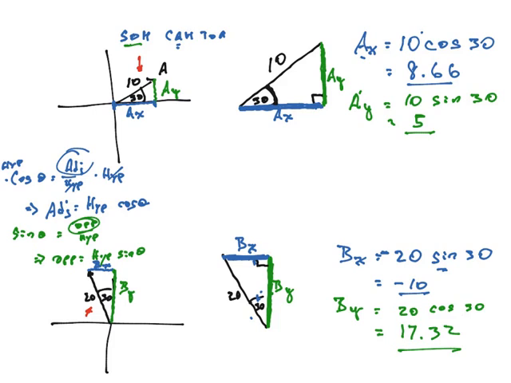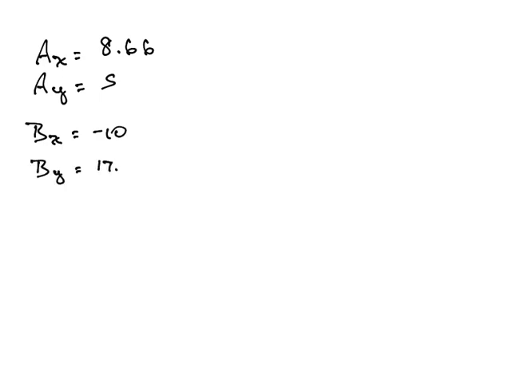All right, good. So now what I've done is I have vector A and vector B broken up into components. Vector A has an x component, which was 8.66, and a y component of 5. Vector B had an x component of negative 10, and a y component of 17.32. And remember what we're trying to find. We're trying to find vector C. We want C, which is A plus B.